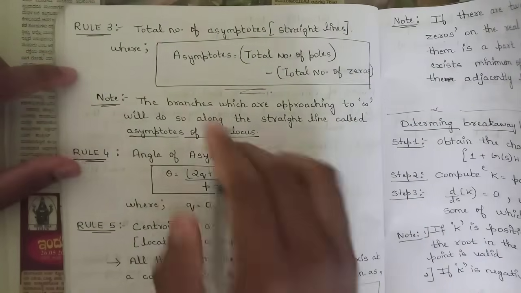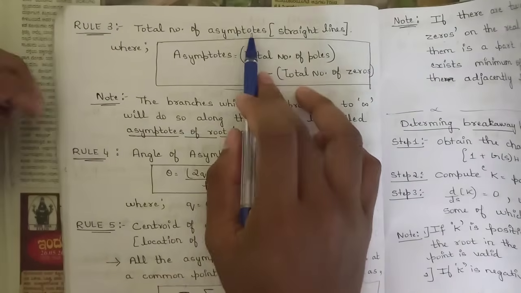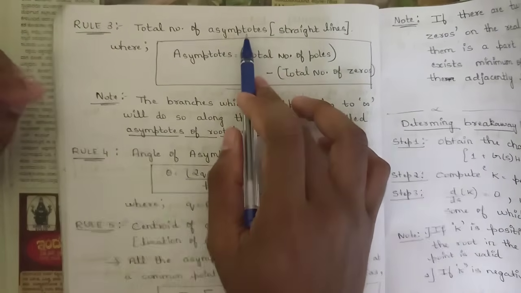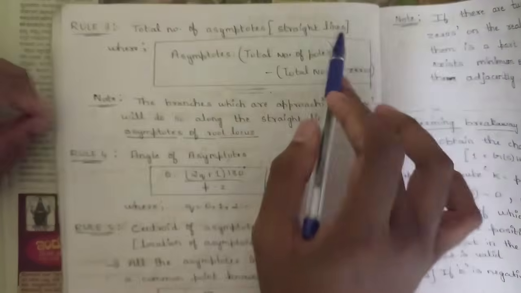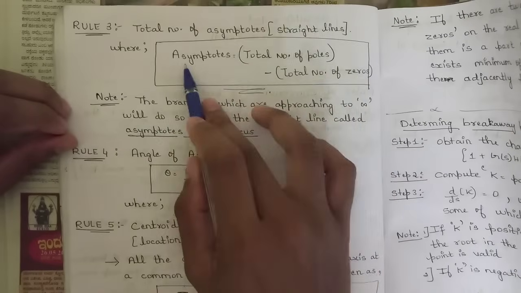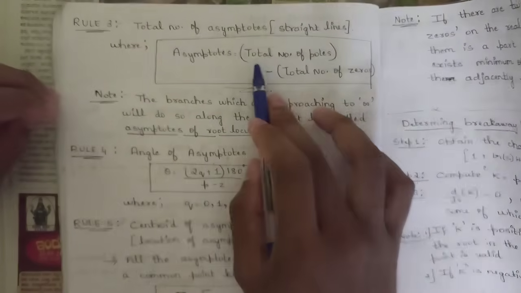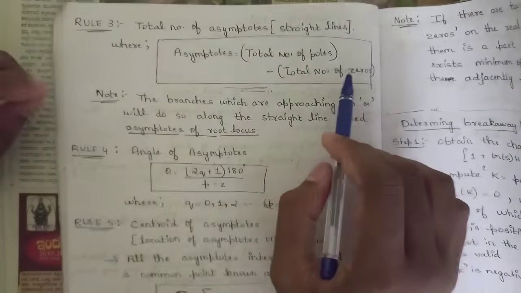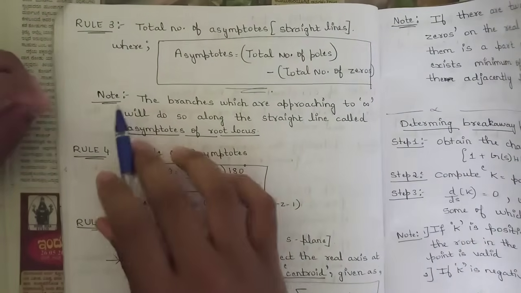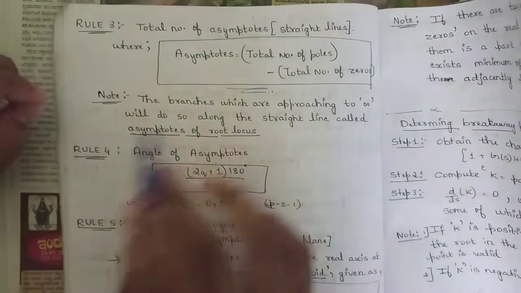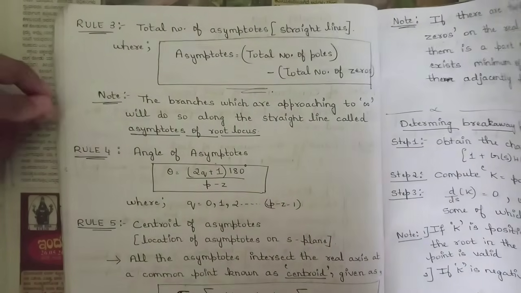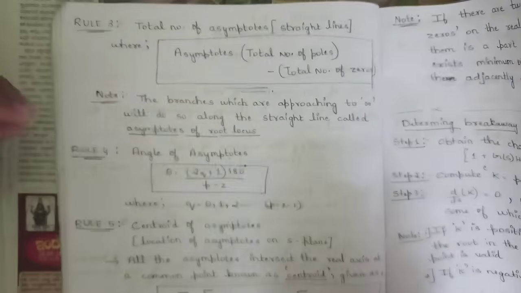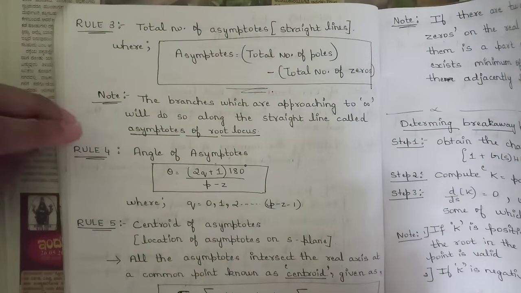Rule 3 says that the total number of asymptotes, or we can call them straight lines, is equal to the total number of poles minus the total number of zeros. Note that the branches which are approaching infinity will do so along straight lines called asymptotes of the root locus. So now, what are these asymptotes or straight lines of the root locus?